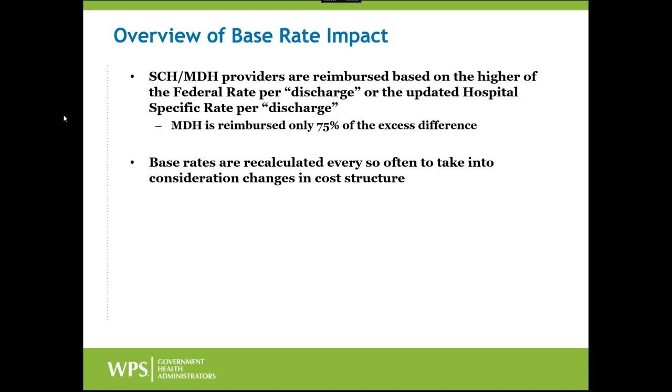Now when I say they're based on the higher of the two rates, that is true for sole community hospitals, but for Medicare dependent hospitals, they're only reimbursed 75% of the excess difference. So they don't get paid the entire higher amount. They get paid basically the federal rate plus 75% of the difference if the hospital specific rate is higher.